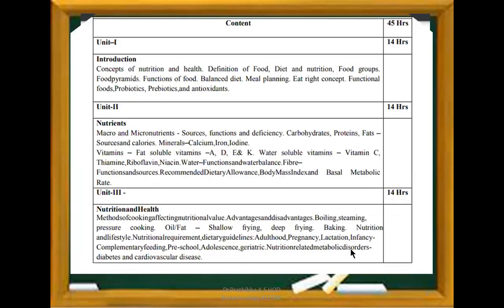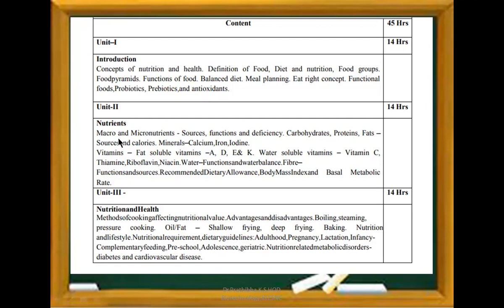Now let us go through the content of the units of nutrition and health. Unit 1, Introduction, Concepts of Nutrition and Health, Definition of Food, Diet and Nutrition. Food groups, food pyramids, functions of food, balanced diet, meal planning, eat right concept, functional foods, probiotics, prebiotics, and antioxidants. This unit 1 carries 14 hours of classes.